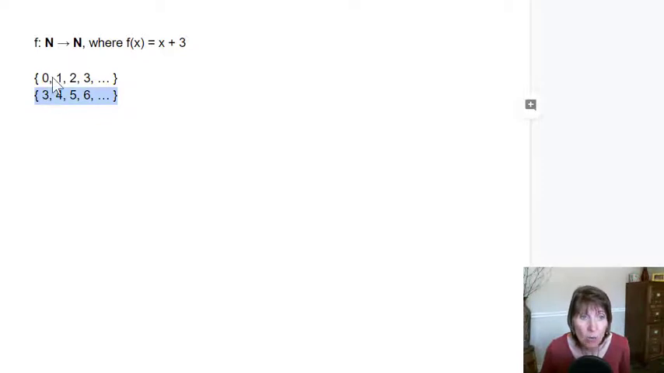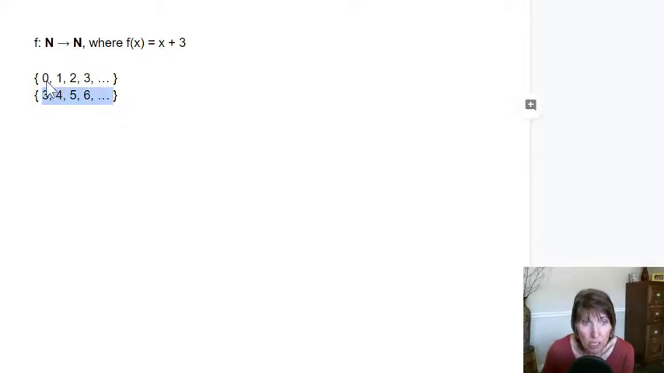So this is definitely one-to-one. For each value in x, we get a single value in y, and each value is different. So we won't ever have a value in the domain that maps to two values in the target. So it is absolutely one-to-one.